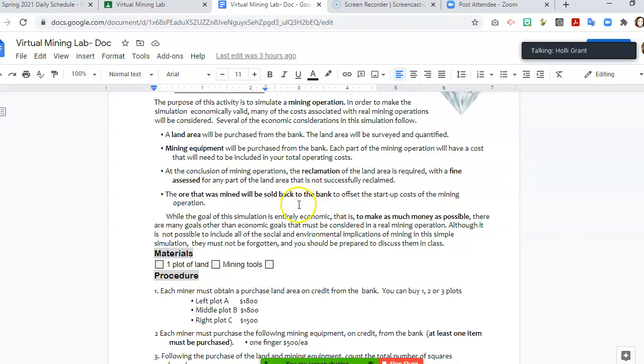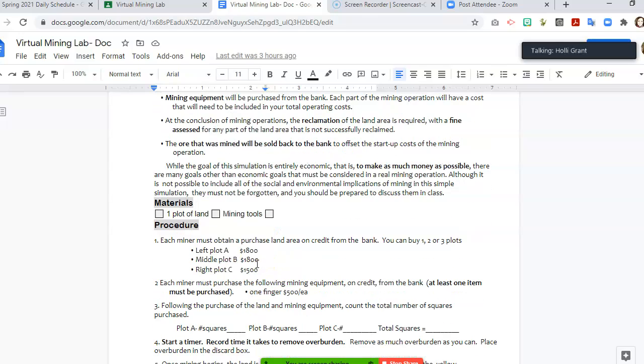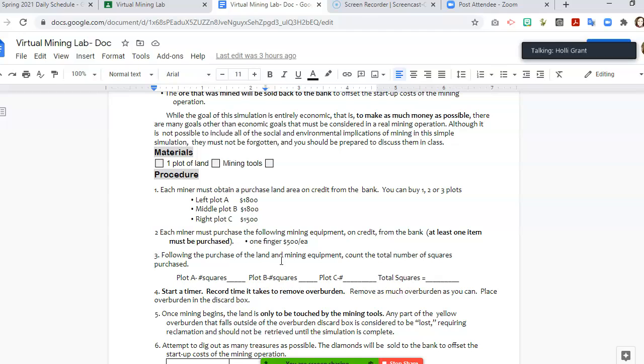The materials that you'll need are a plot of land, which I'm going to show you where you get, and your mining tools, and that's ultimately it. Your mining tools are your finger, the ability to click. Just a rule of thumb here: each miner must obtain a purchase of land area on credit from the bank. You can buy one of the lots, two of the lots, or all three of the plots. It's totally up to you.